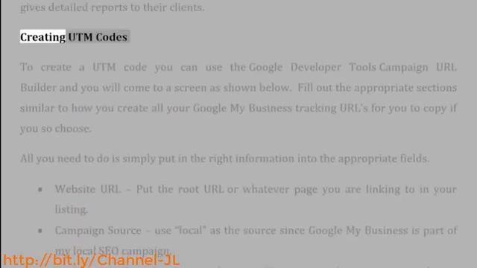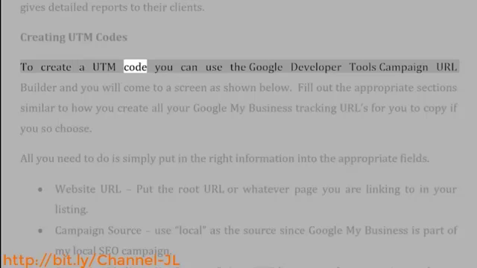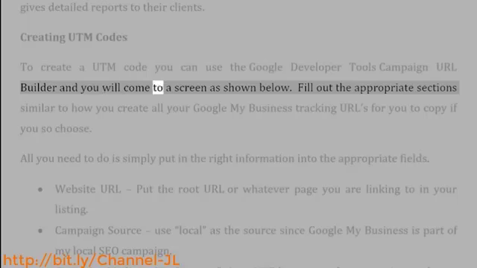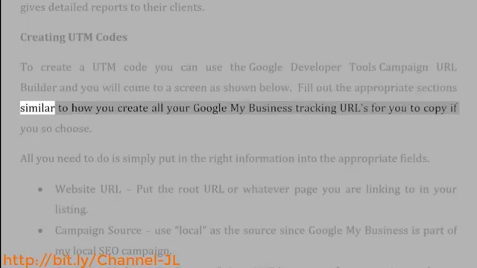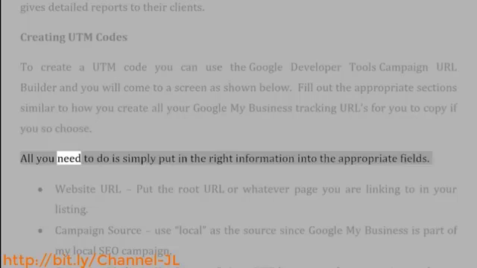Creating UTM codes. To create a UTM code, you can use the Google Developer Tools Campaign URL Builder and you will come to a screen as shown below. Fill out the appropriate sections similar to how you create all your Google My Business tracking URLs for you to copy if you so choose. All you need to do is simply put the right information into the appropriate fields.